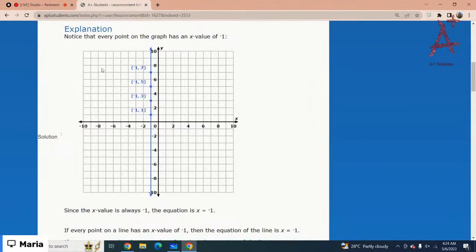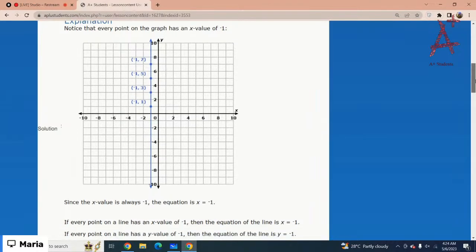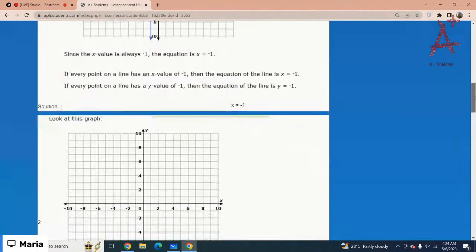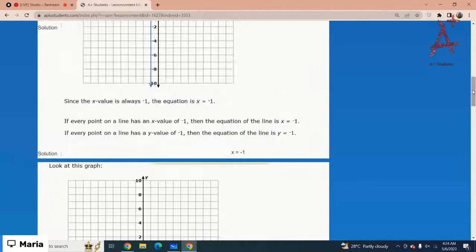You can see here you have (-1, 7), (-1, 5), (-1, 3), (-1, 1). That means the x values are the same for all the points. Just the y values are different. Got it? So the line is a vertical line. The line is parallel to the y-axis, so it would be the vertical line. Got it?